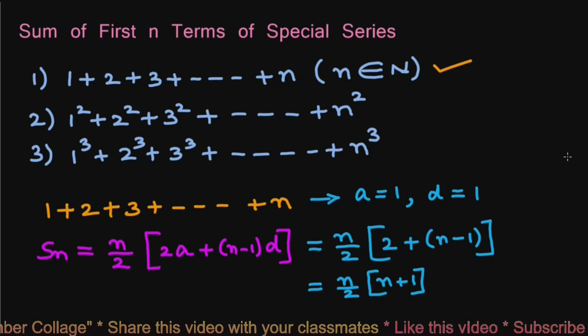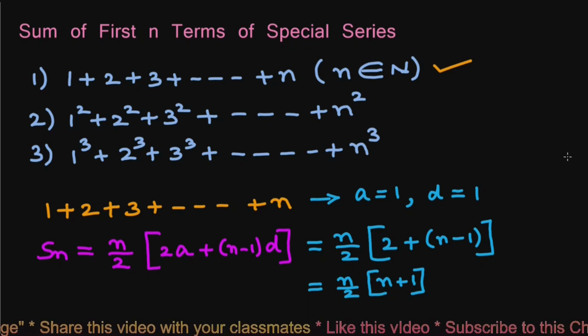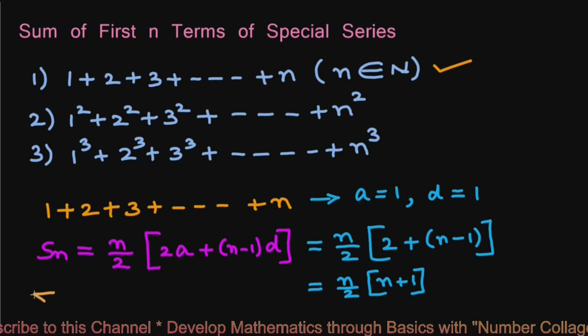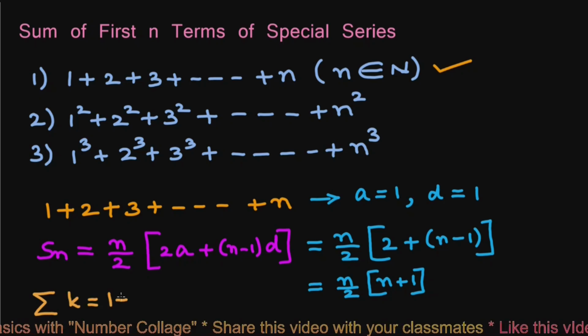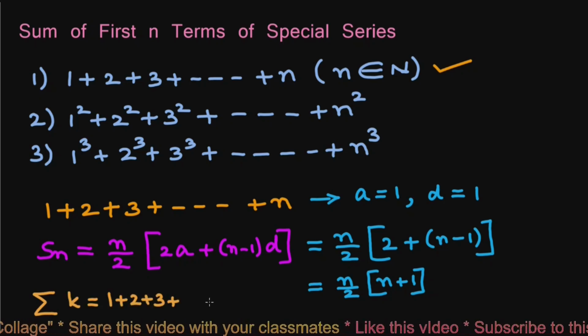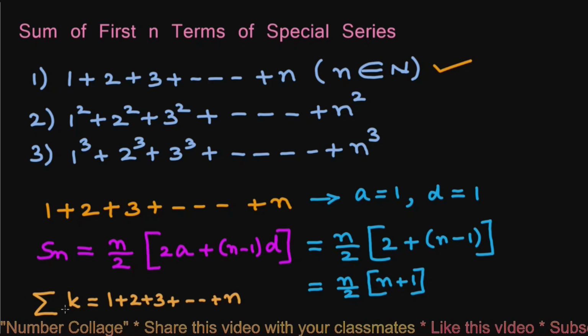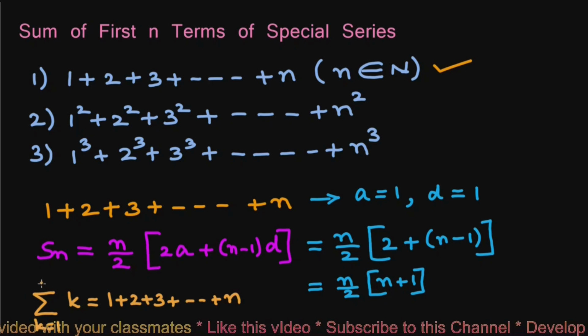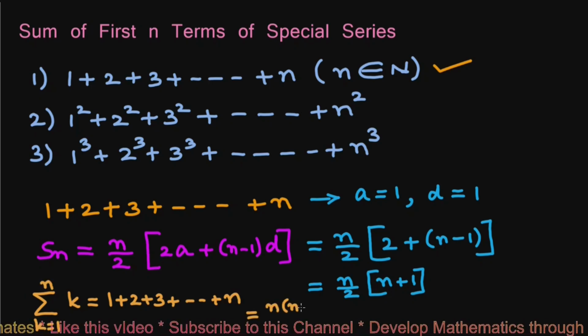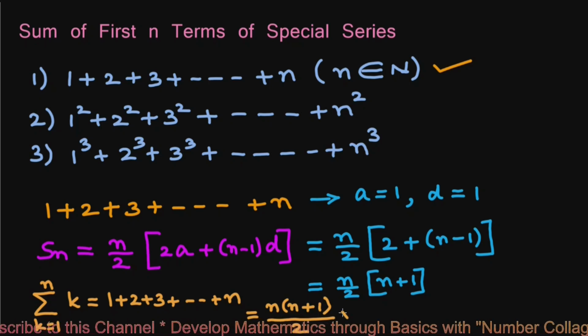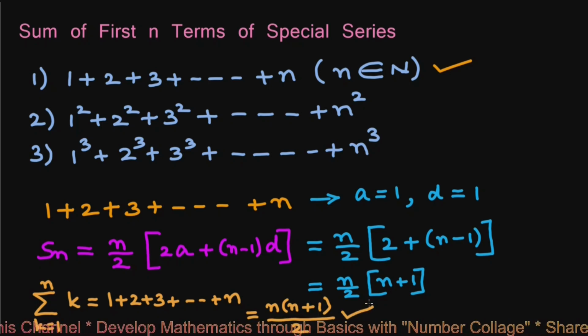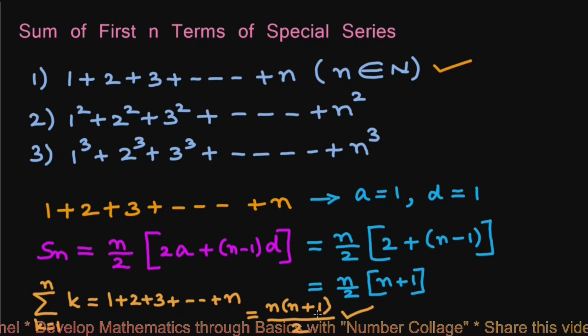So we write the sum of the first n natural numbers as summation k equals 1 plus 2 plus 3 plus so on and so forth, where k goes from 1 to n, is n into n plus 1 upon 2. So this will be the sum of the first n natural numbers, n into n plus 1 upon 2.